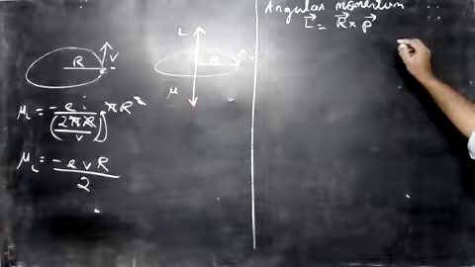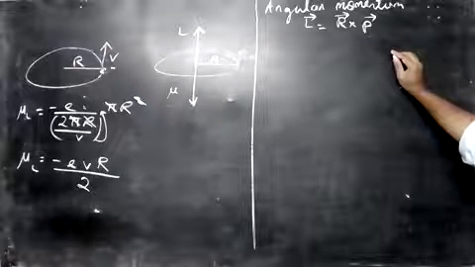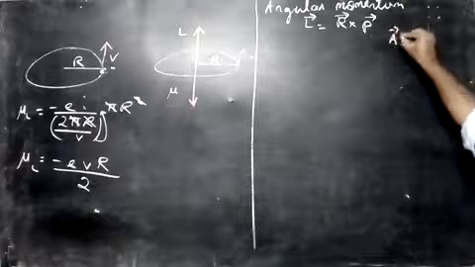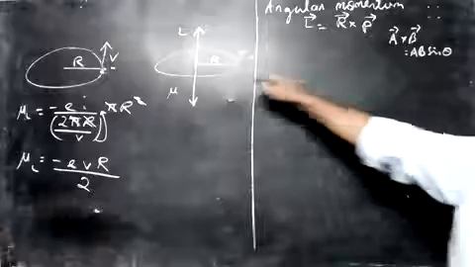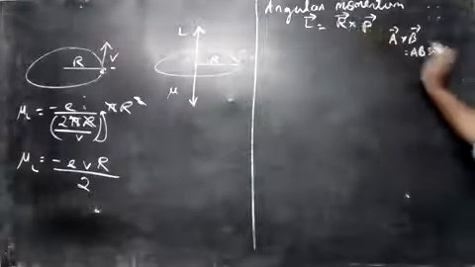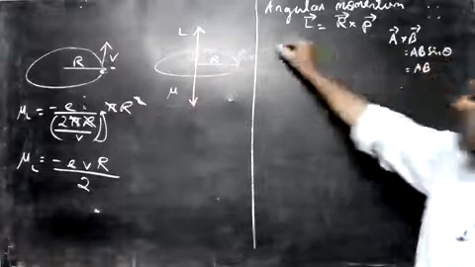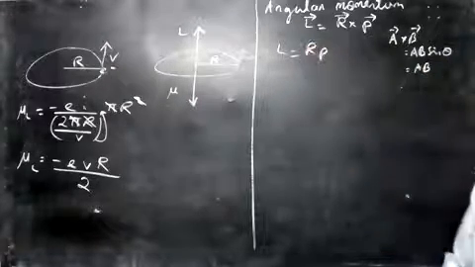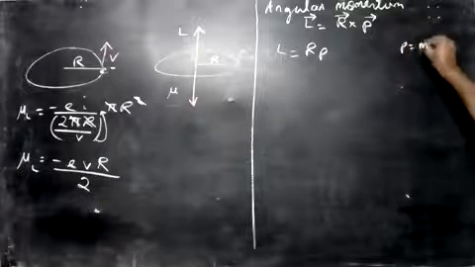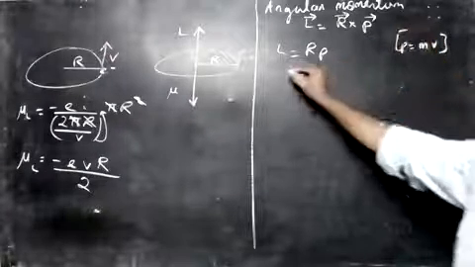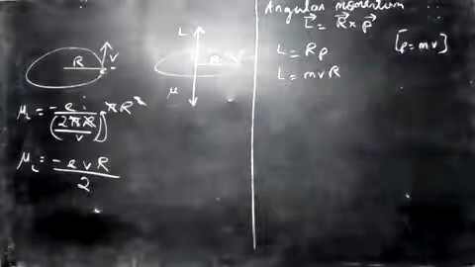We know that A vector cross B vector is equal to AB sin theta. R vector and momentum vector, they take the angle as the same, so sin theta is 0 and we get AB. So we get L is equal to RP. Now P stands for momentum. We know that momentum P is equal to M into V, mass into velocity. Substitute here, so we get MVR. So this step we get.